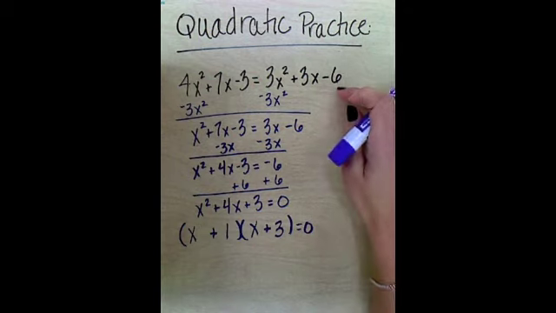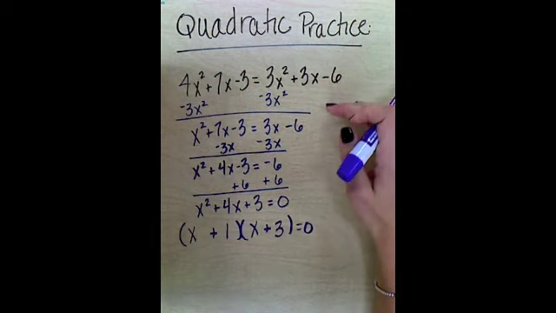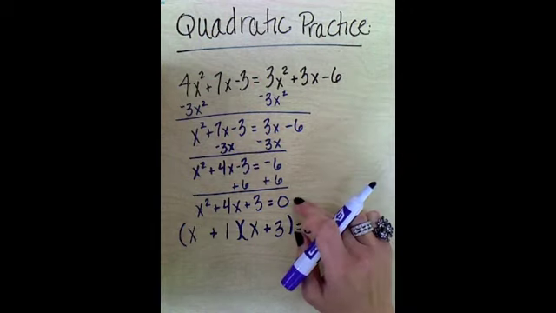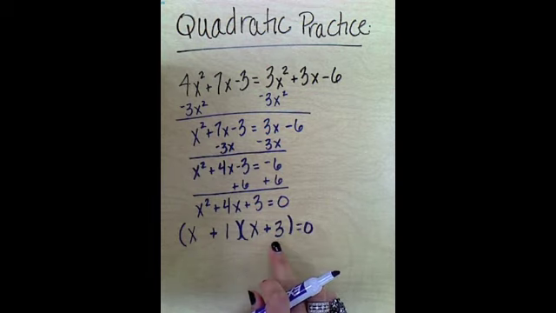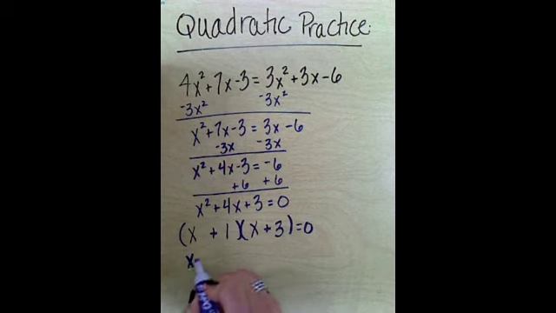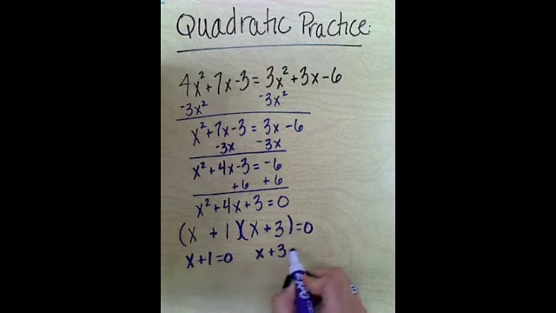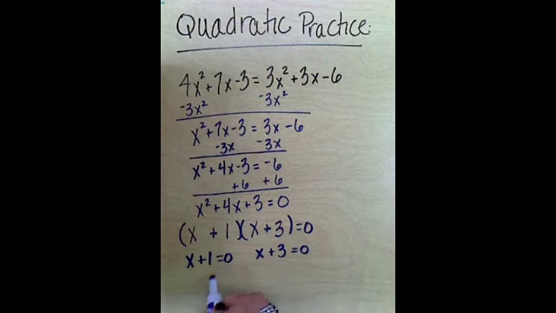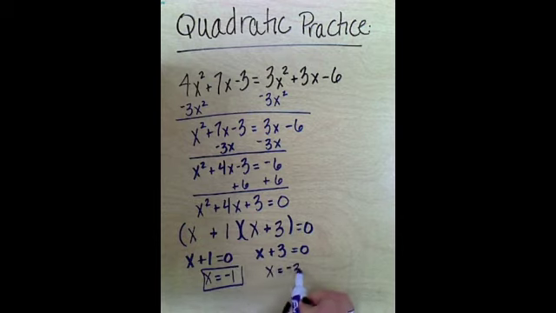So what started off to look like a very involved problem, once we combined everything to the one side, the factoring part's probably the easiest part of the whole problem. Set each quantity equal to 0. Again, that's the zero product property. And when we subtract 1, we're left with x equals negative 1. And x equals negative 3 when we subtract 3 from both sides.